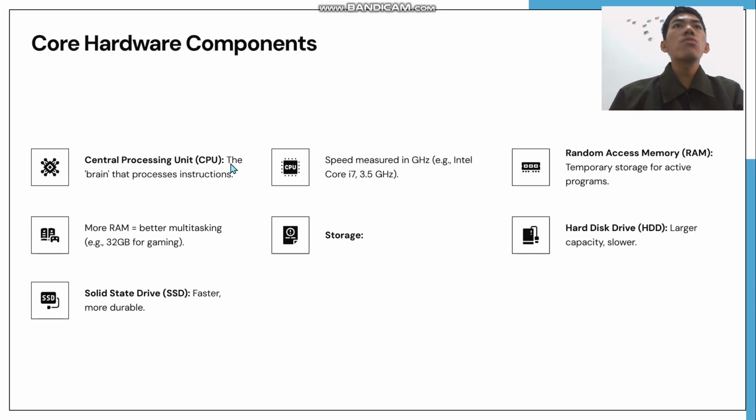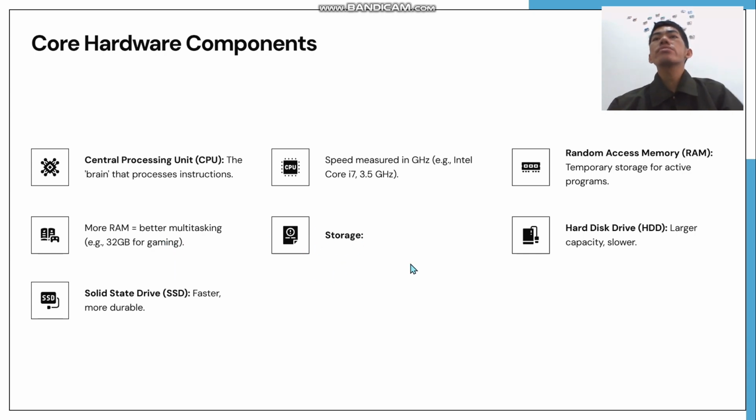So these are the core hardware components. The CPU, or central processing unit, is the brain that processes instructions. Speed is measured in gigahertz. For example, the Intel Core i7 is 3.5 gigahertz. And the next is random access memory or RAM. It is temporary storage for active programs. More RAM is better for multitasking.